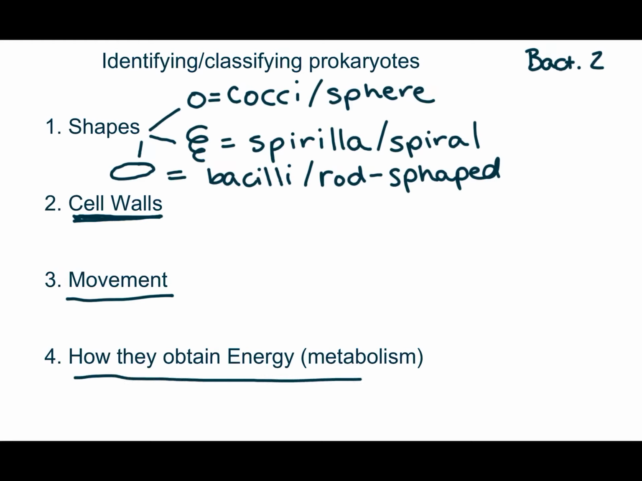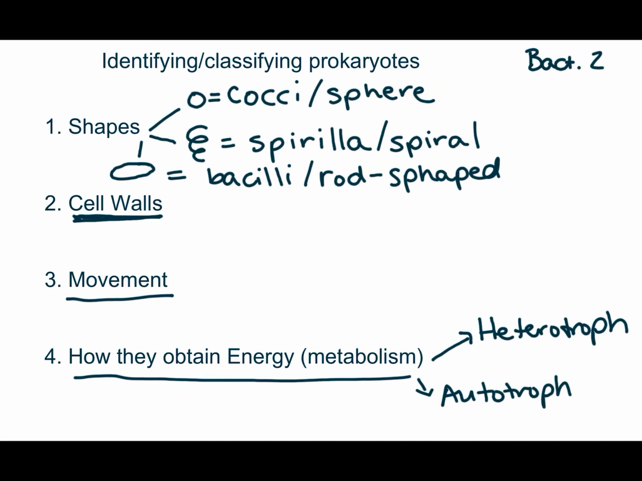And finally, they look at how they obtain energy. So if you'll recall from when we looked at classification, some bacteria are heterotrophs, which means they have to eat other things. Maybe they use chemicals, or chemoheterotrophs. And then some of them are called autotrophs, so they make their own energy. In this case, they have to take in something in order to get energy. They use chemicals or they use light in order to make their own energy.